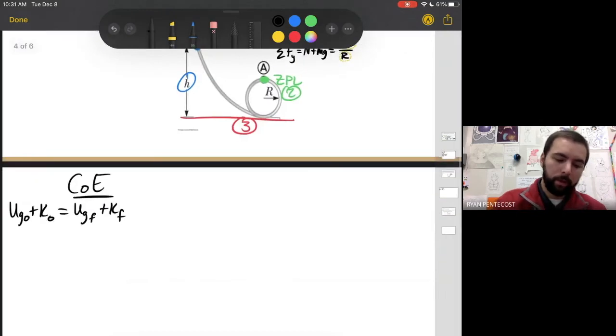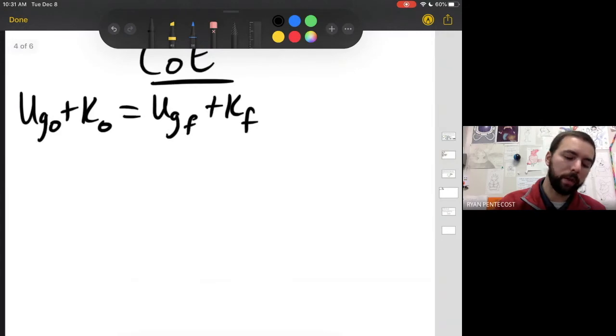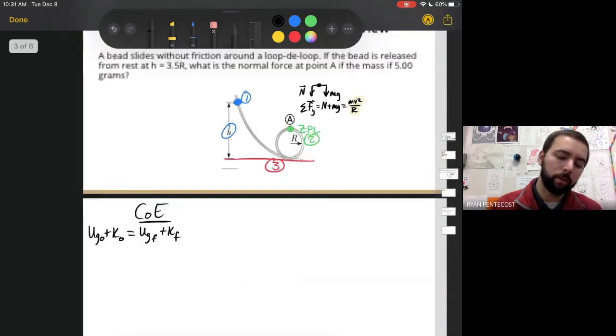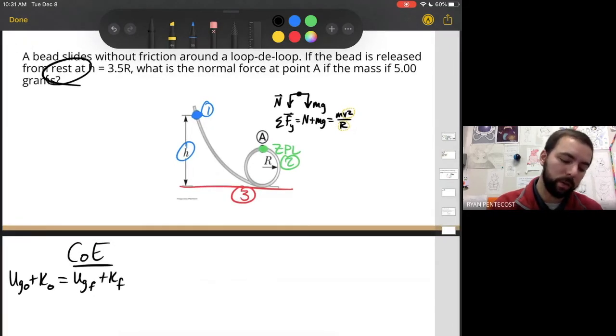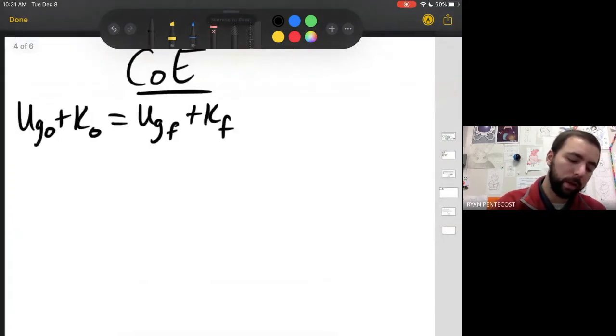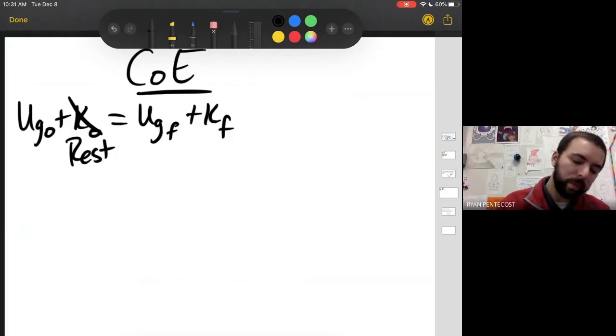So let's do the ground. It's going to be the more complicated one because you're not canceling anything out. So I'll do the more complicated path first. Okay, so ZPL is the ground. Do we start at rest? Yes, from rest. So we can eliminate K naught. So we will have potential energy to start with and potential energy to end with because our ZPL is at the ground level.